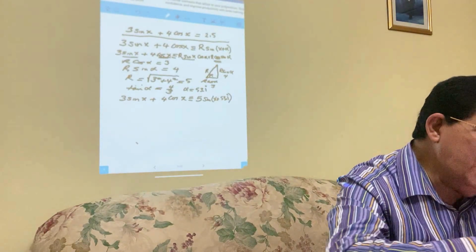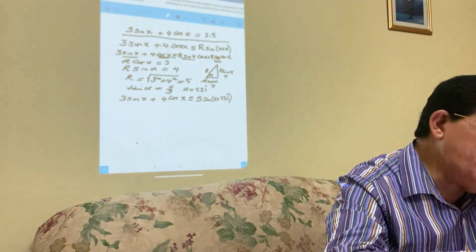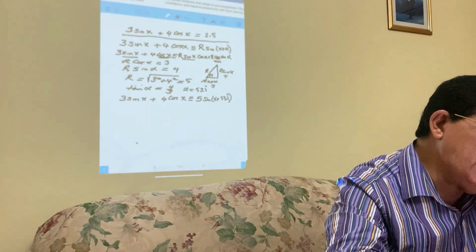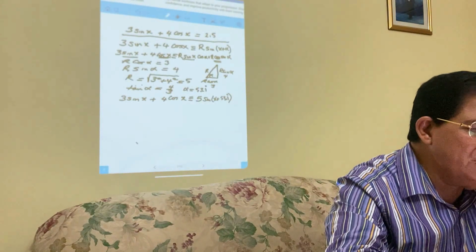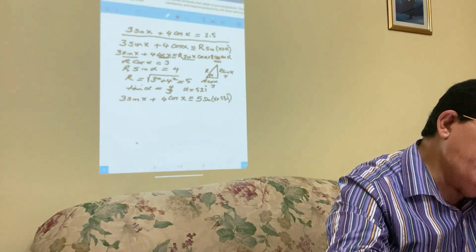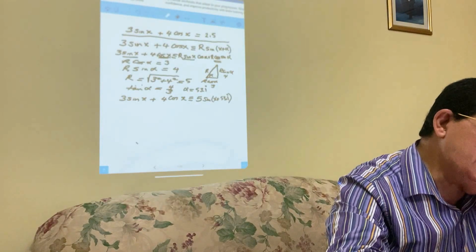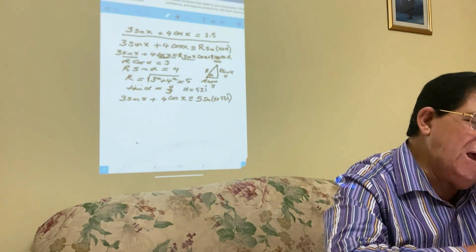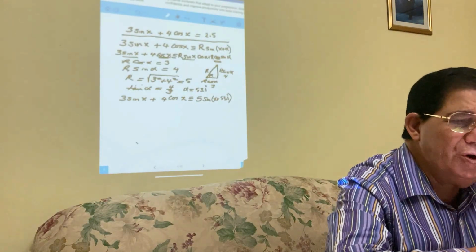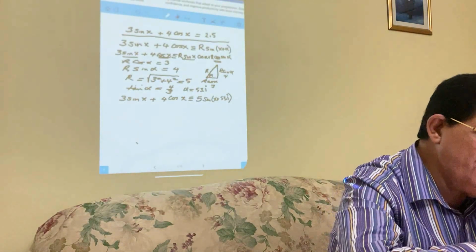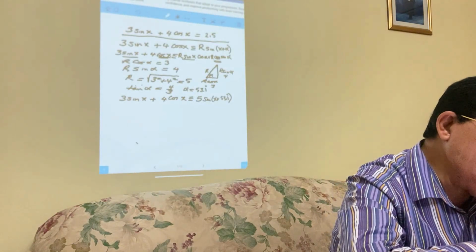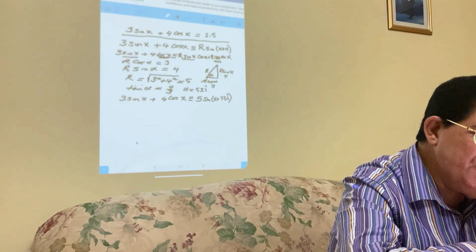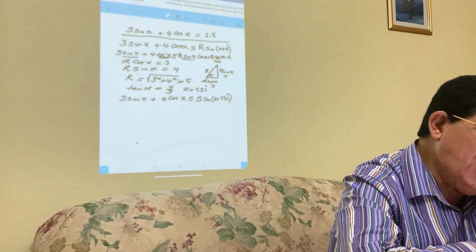The graph which we were saying was difficult for us to draw for 3 sine x plus 4 cosine x, now we can draw it. It is a graph of 5 sine x, but moved to the left by an angle of 53.1 degree. That's it. Therefore, it is much easier. Two functions became one function. It is easier to draw the graph.